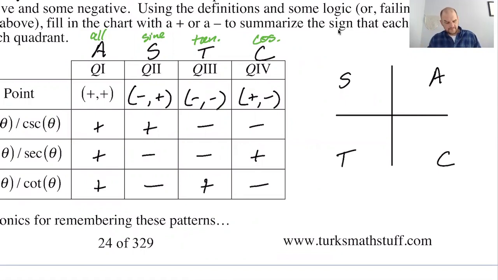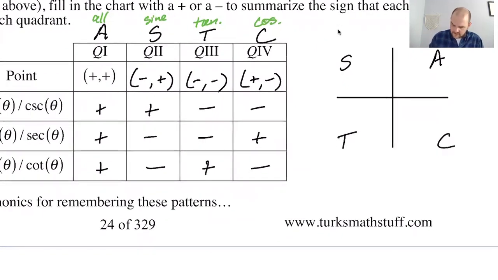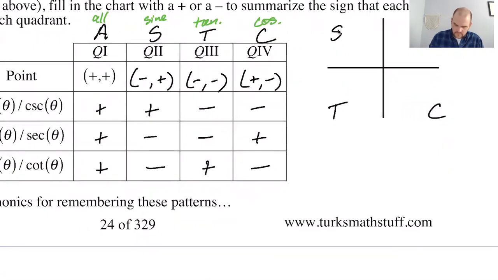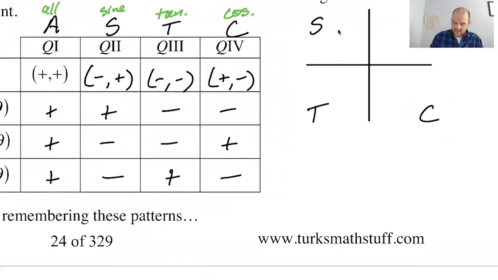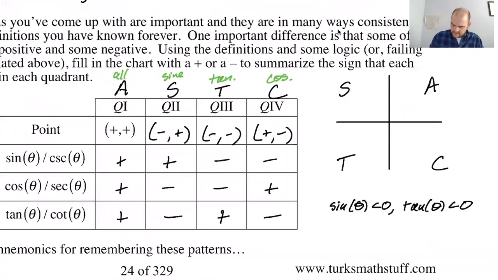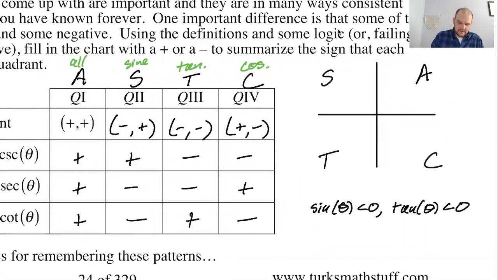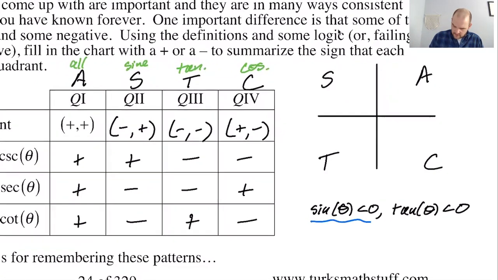So this will help us because, for example, say I provide you with the information that sine of theta is less than 0, and tan of theta is also less than 0. Then the question becomes, what quadrant are you in? All right, so first thing you want to do is look at sine is less than 0. Well, where does that happen? All of them are positive in quadrant 1. Sine is positive in quadrant 2. So in quadrants 3 and 4, sine would be negative.